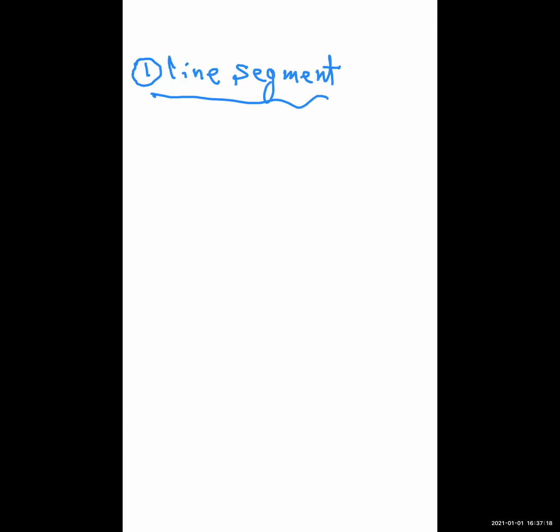Line segment, guys, is actually just a set of points on the same line. We can join them using the ruler like this. This one is the line segment, like A, B. So simply, this is the line segment.